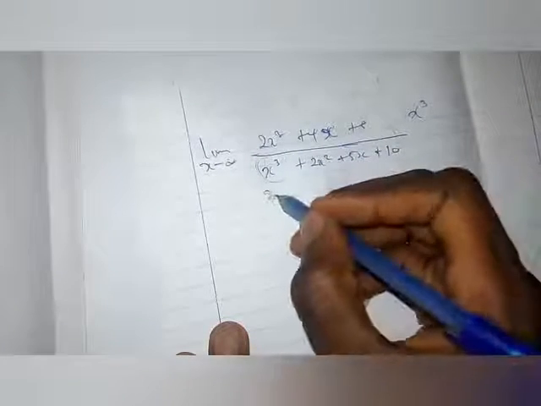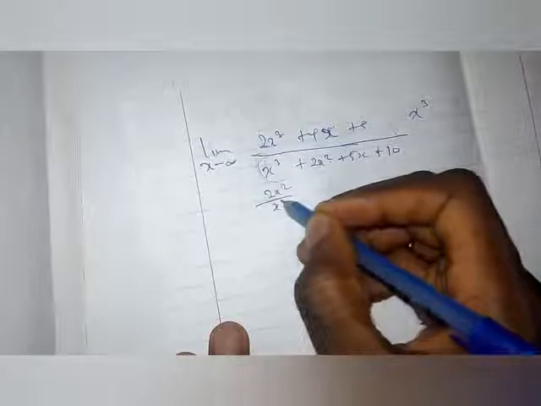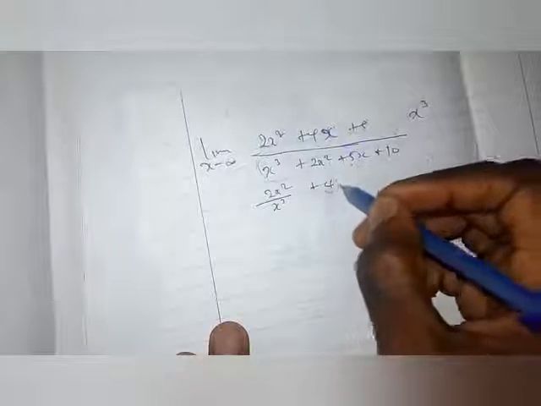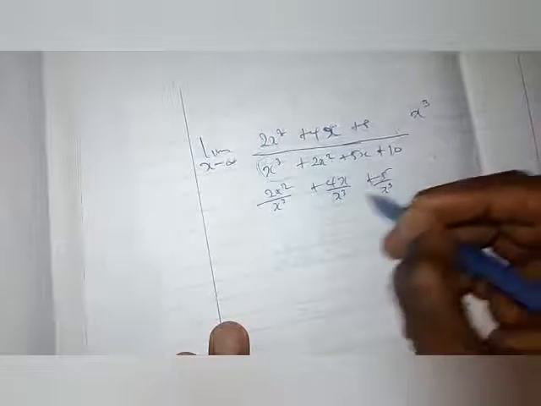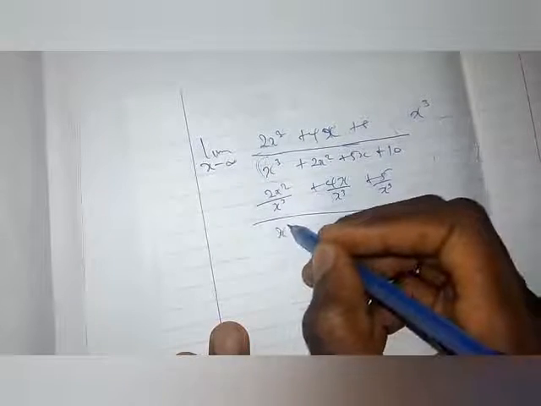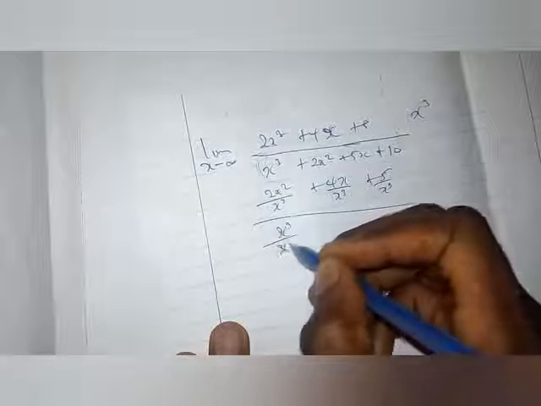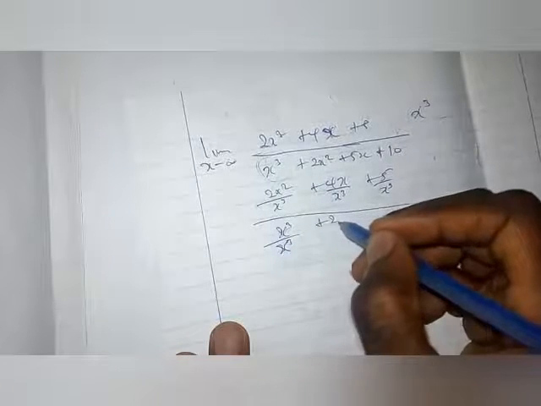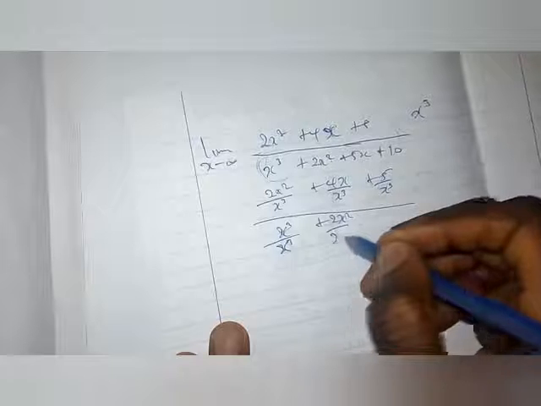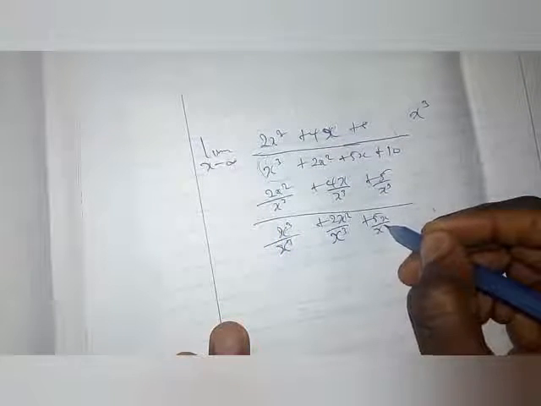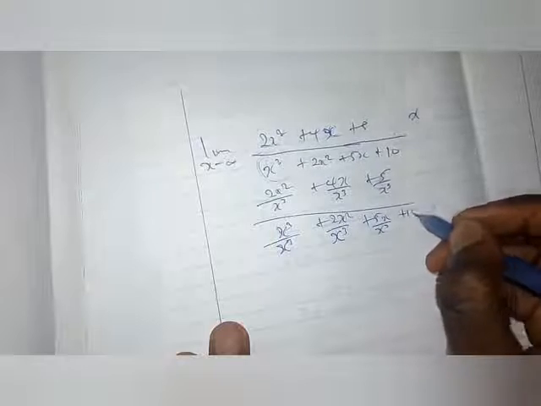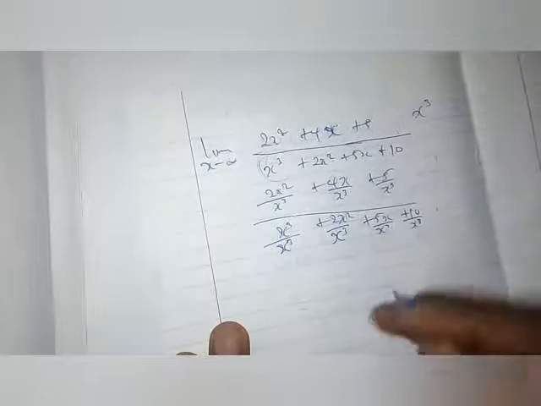So we have x squared over x cubed plus 4x over x cubed plus 5 over x cubed, all over x cubed over x cubed plus 2x squared over x cubed plus 5x over x cubed plus 10 over x cubed.